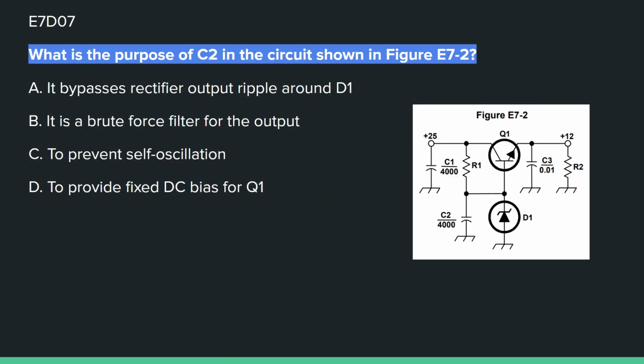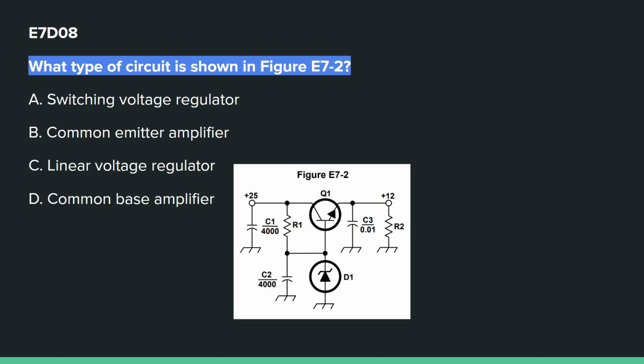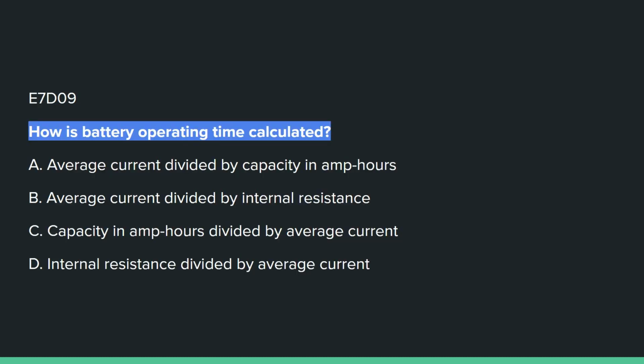E7D07, what is the purpose of C2 in the circuit shown in figure E7-2? A. It bypasses rectifier output ripple around D1. E7D08, what type of circuit is shown in figure E7-2? C. Linear voltage regulator.